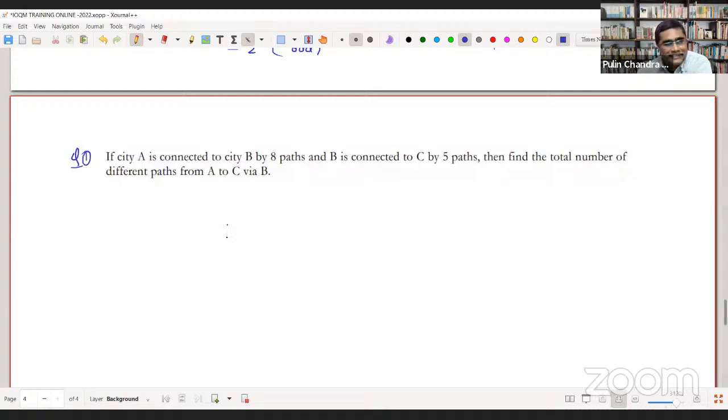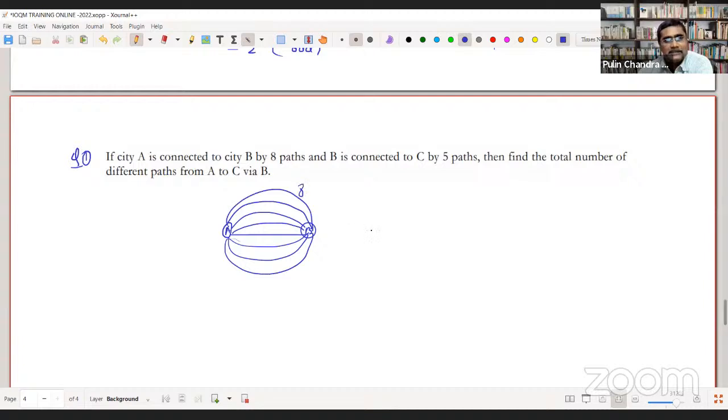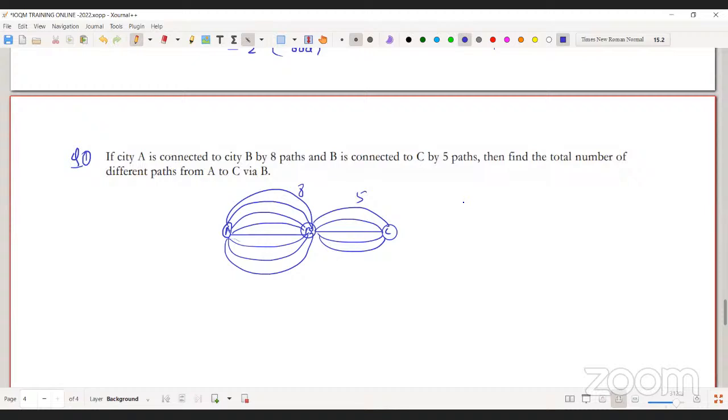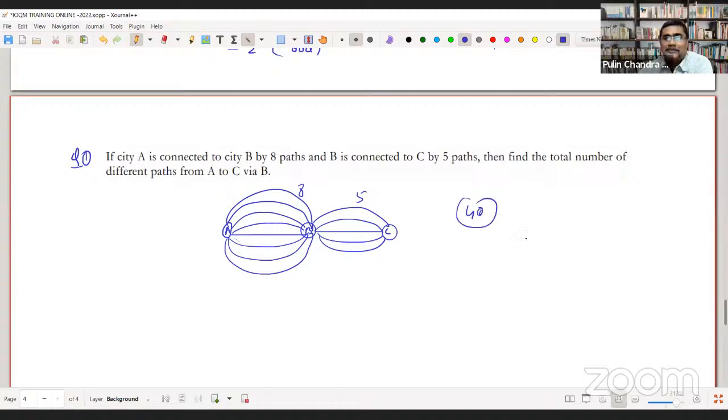सिटी ए इज कनेक्टेड टू बी बाय हाउ मेनी पार्ट? 8 पार्ट्स. 1 2 3 4 5 6 7 8. यहाँ पे 8 पार्ट है. फिर सी में जाने के लिए 5 है. 1 2 3 4 5. हाउ मेनी टोटल पार्ट्स आर? 35. कितना? 40. Yes, sir. It is 40.